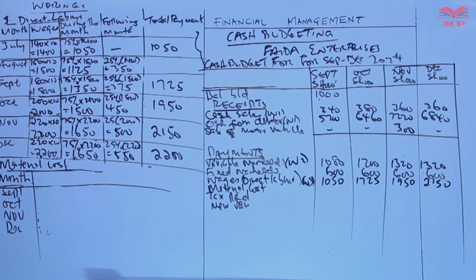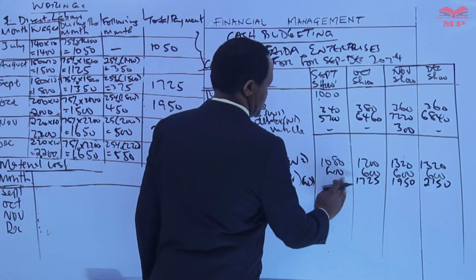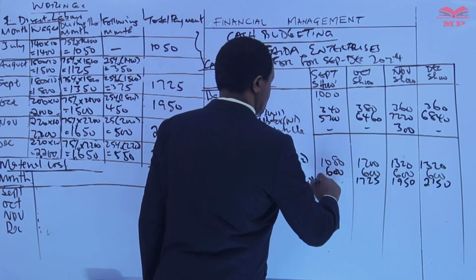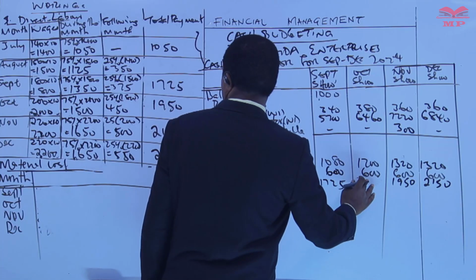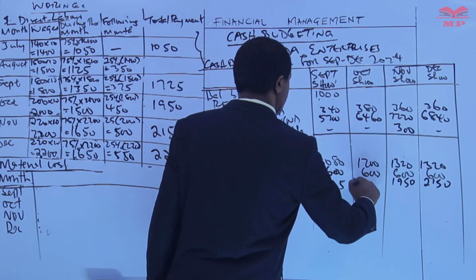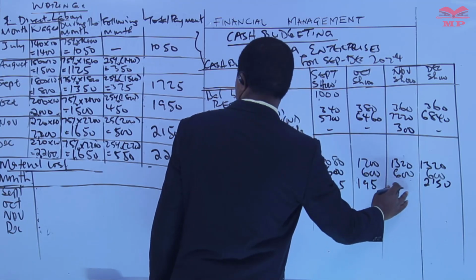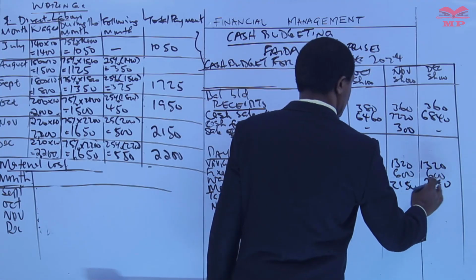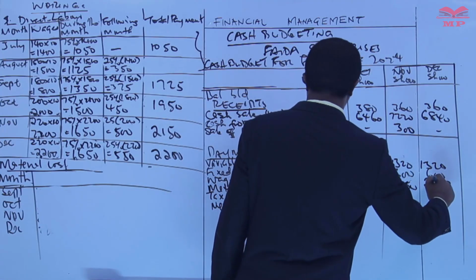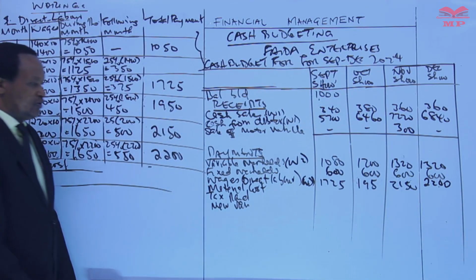1725, is it not? This is 1725 September, 1725, October 1950. Then we have November 2150. Then 2200. I think that is correct now, Lincoln. Yeah, that is direct labor.